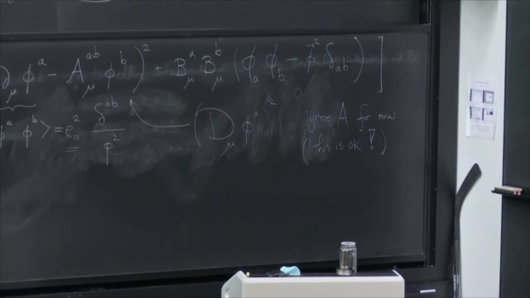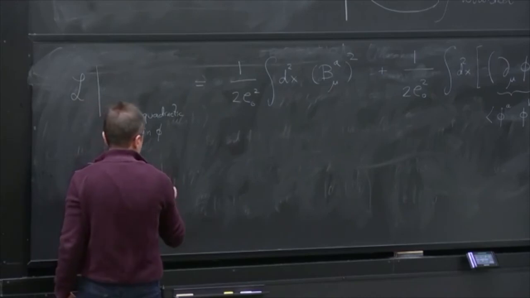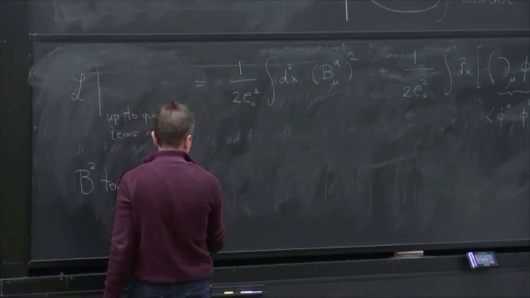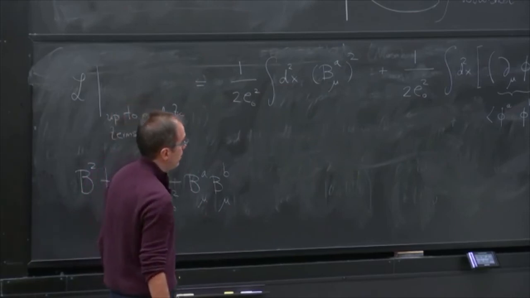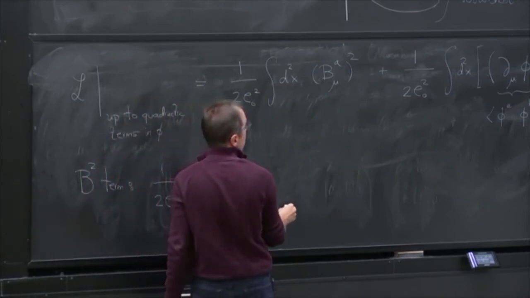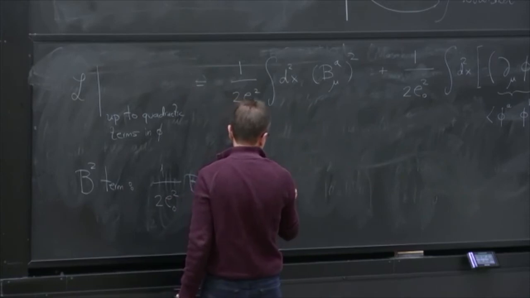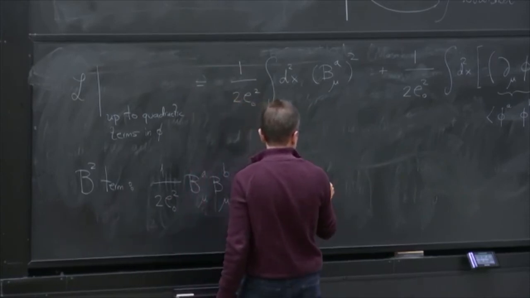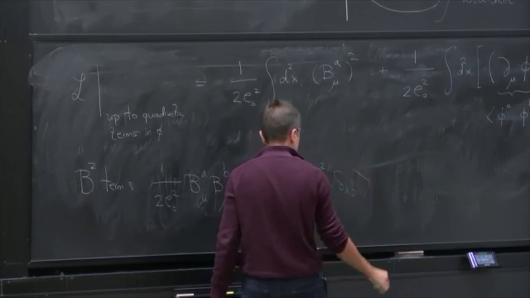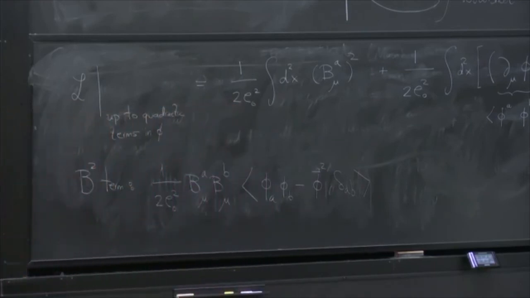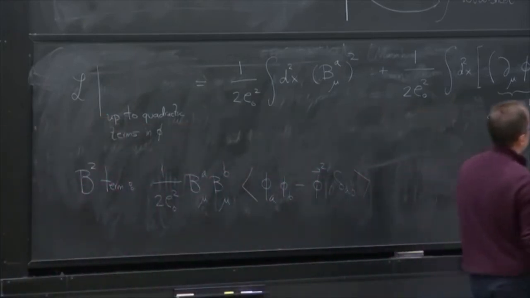The b squared term, when I bring it down from the action, we get 1 over 2 E0 square, b mu A, b mu B, times the expectation value of phi A, phi B, minus phi square delta AB. Here we are computing the b squared by that. What do you think? The expectation. I want to compute this term here.